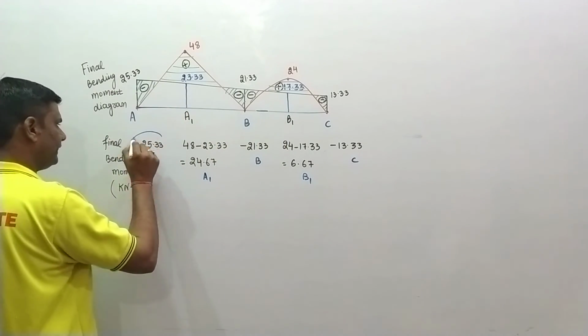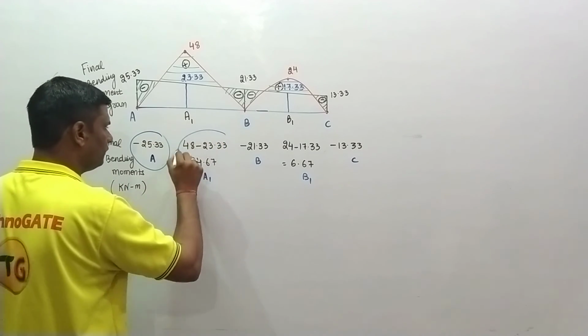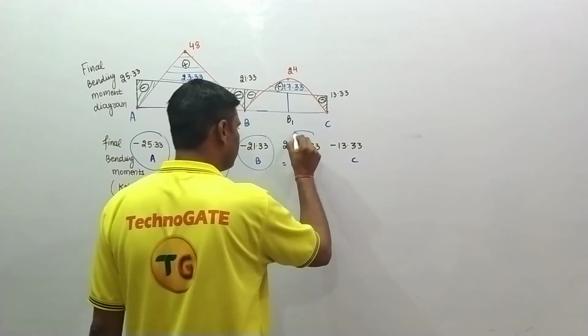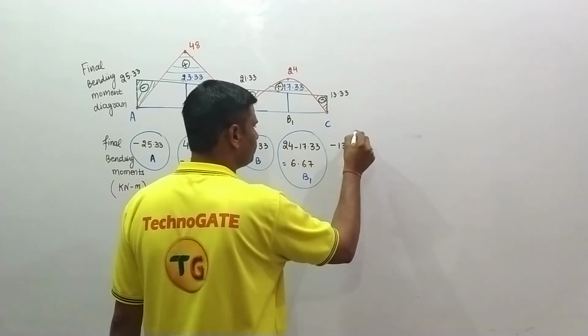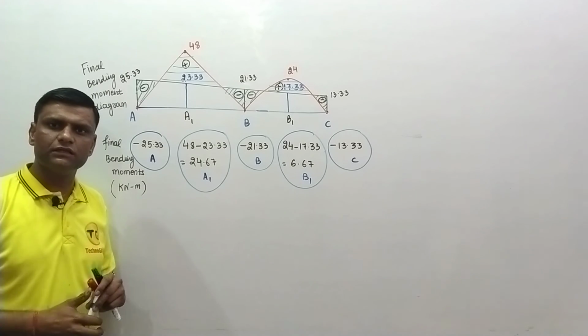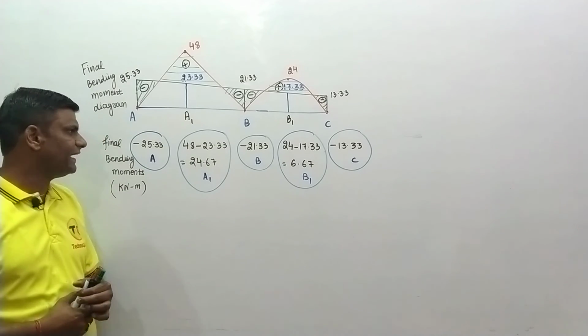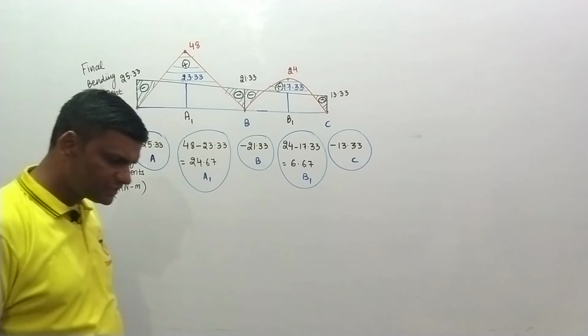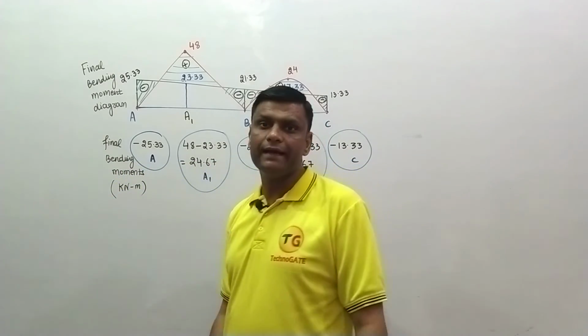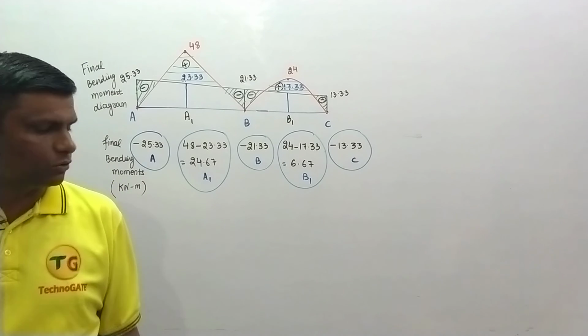At A this value is there, at A1 this value is there, at B this value is there, at B1 this value is there, and at C this value is there. These are the values of the final bending moments. Please note it down very fast. After that we will discuss some more questions of moment distribution method analysis.